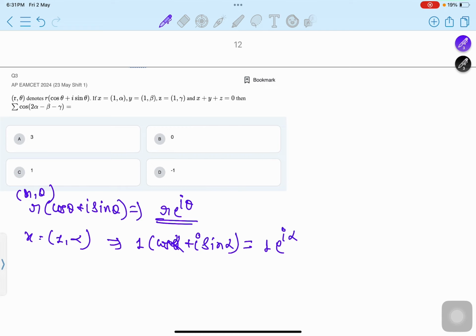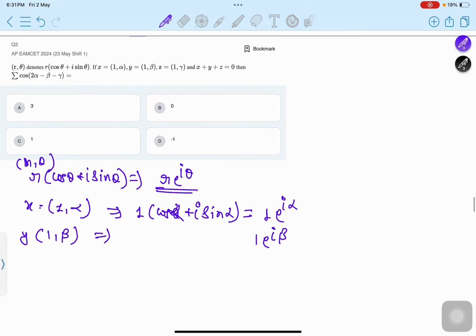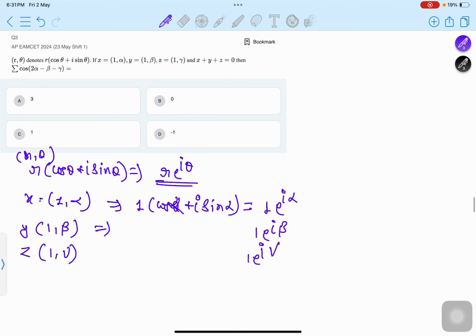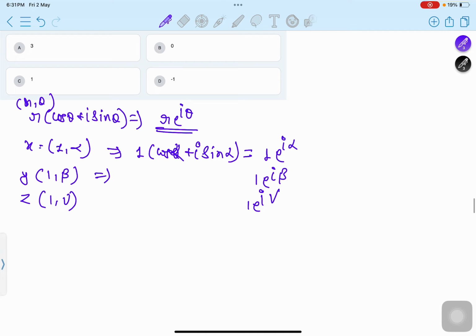Same with y, which is given as 1, beta, so I will directly convert that to 1 into e power iota beta. And z is also converted, 1 and gamma, so it converts to 1 into e power iota gamma. Okay, so converting that, the condition given is that x plus y plus z equals 0.